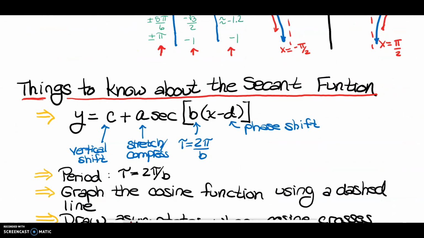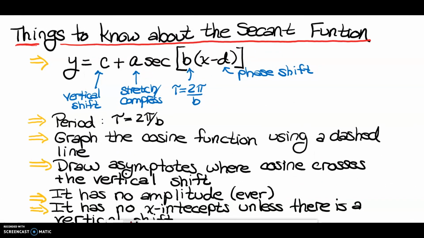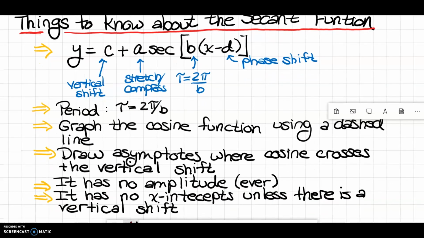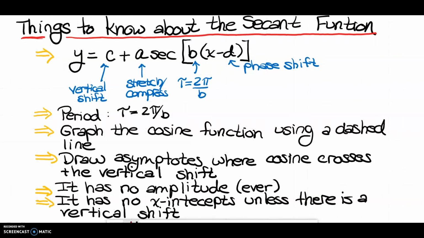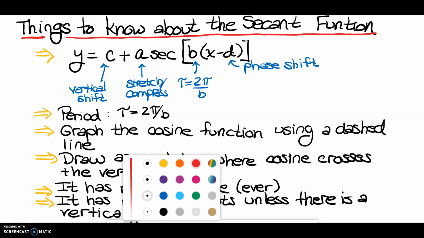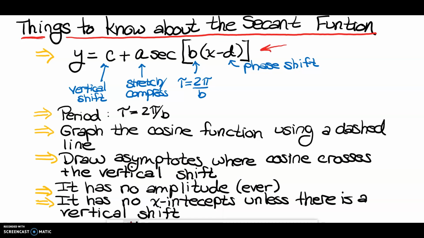All right, so here are some things that you should know about the secant function. It has a basic equation of y equals c plus a secant b times (x minus d). C is the vertical shift, a is the stretch or compress factor. You calculate the period the same way you would calculate cosine, 2 pi over b, and d is the phase shift. And again, b must be factored out or else you will not get the correct phase shift. I already mentioned the period is calculated as 2 pi over b.